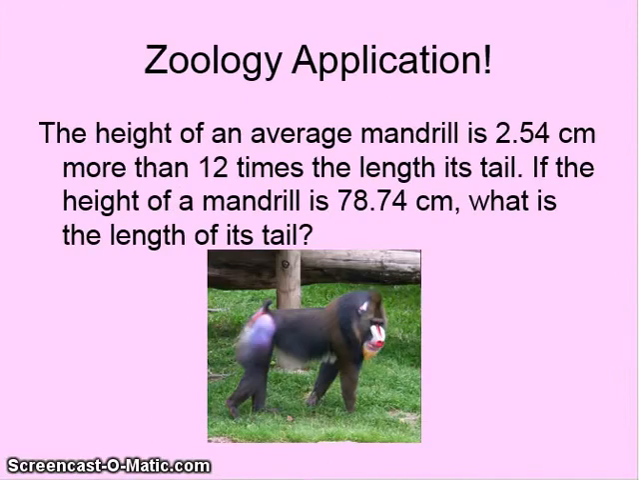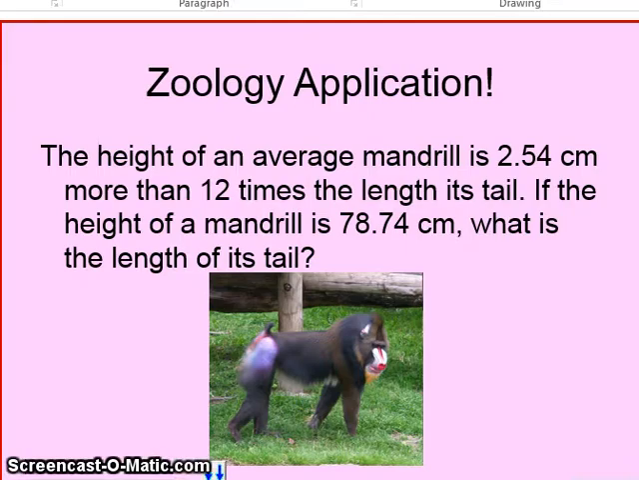And this is our last example that needs to be in your book. It's a zoology application. The height of an average mandrill is 2.54 centimeters more than 12 times the length of its tail. If the height of the mandrill is 78.74, what is the length of its tail? So first let's identify the numbers we need. We've got 2.54 right here. We've got a 12 right here, and we've got a 78.74 right here. Now let's read the question. The height of the mandrill is 78.74. They gave us that later in the problem.